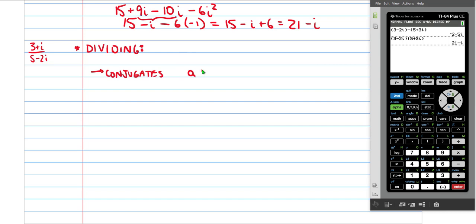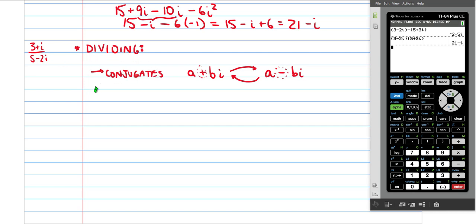You just need to understand that when we have a complex number like a plus bi, its conjugate is simply a minus bi, and if we had a minus bi, its conjugate would simply be a plus bi. In other words, the definition of a complex conjugate is simply the same complex number except with a different sign on the imaginary part. So if I have 5 minus 2i, its conjugate would be 5 plus 2i.